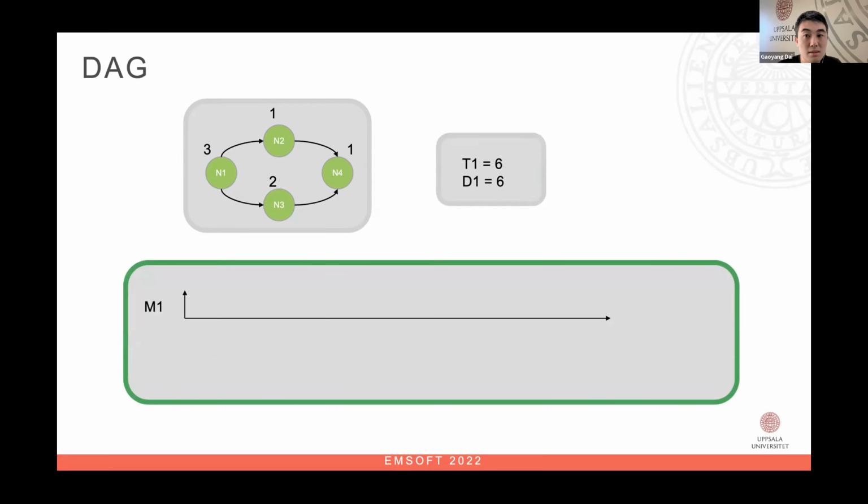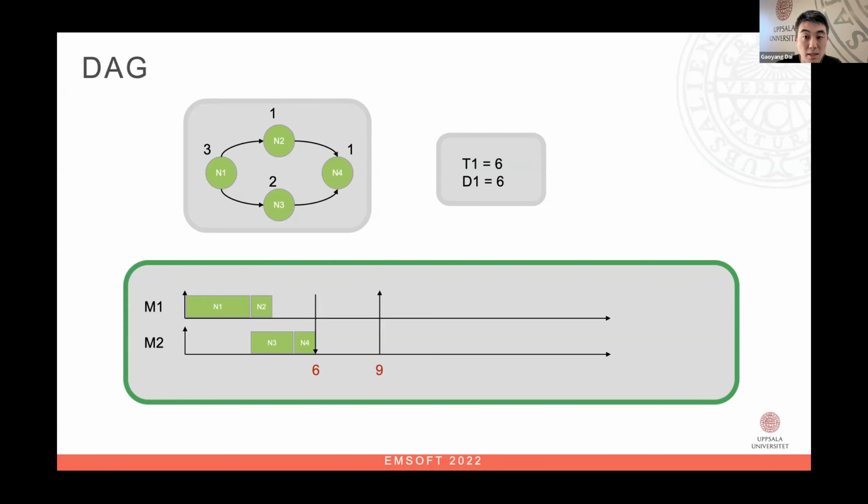If we assign this DAG to one core, then we can have a schedule like this. It's clear that this is not schedulable. N4 missed the deadline. But if we try to schedule this on two cores, the schedule looks like this. We can run N2 and N3 in parallel, and then it's schedulable.